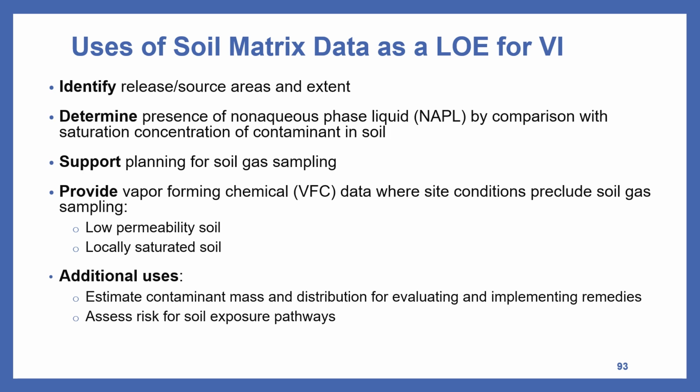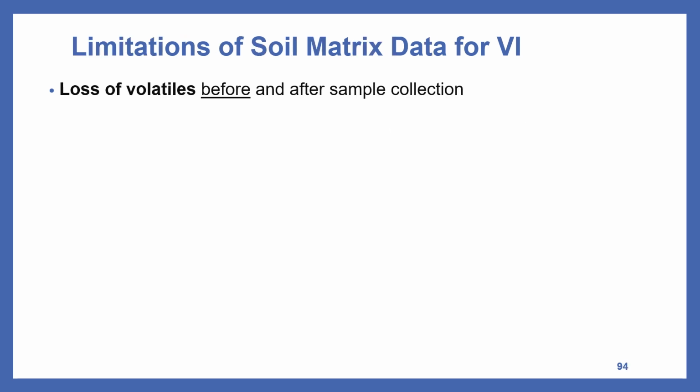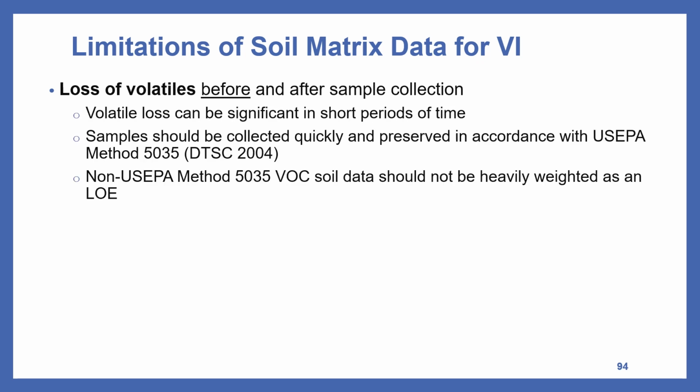So let's wrap this up with limitations of soil matrix data for evaluating vapor intrusion. Loss of volatiles, both before and after the sample collection all the way to the time of analysis, is the major issue, and this volatile loss can be significant. As a result, samples should be collected quickly and preserved in accordance with US EPA method 5035. This method was originally released by US EPA in 1999, and then DTSC published a 2004 guidance document promoting its use in California.